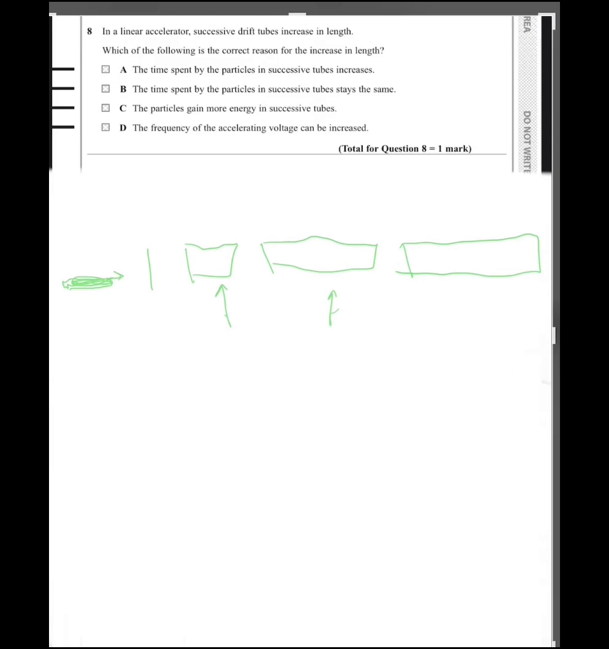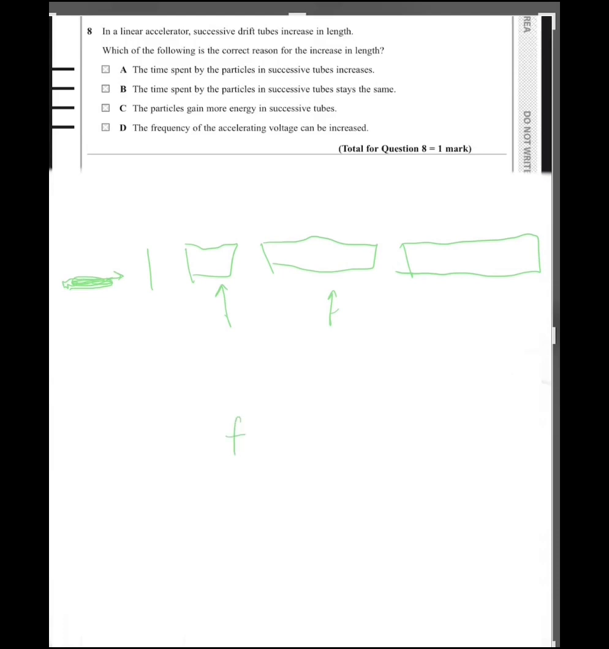This is a particular reason. The polarity of the tube changes as the electron goes into a tube when it gets accelerated. So when the polarity doesn't change at the right time, then the electron may get repelled and the process would not take place correctly. So the rate at which the PD changes stays the same. This means that the time spent in each tube is the same, right?